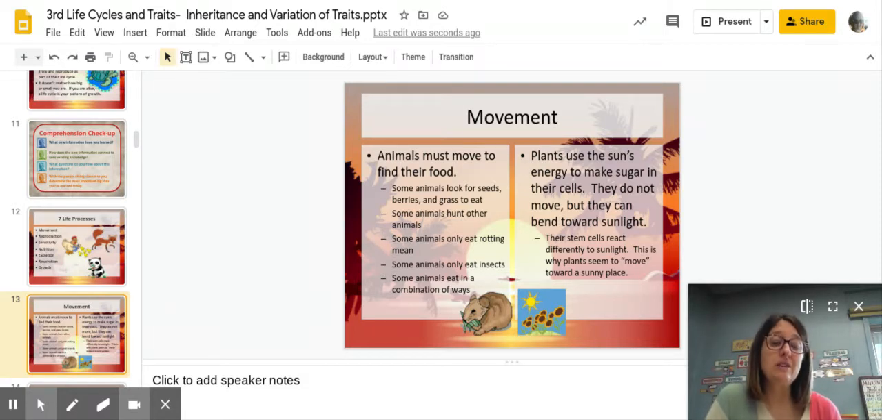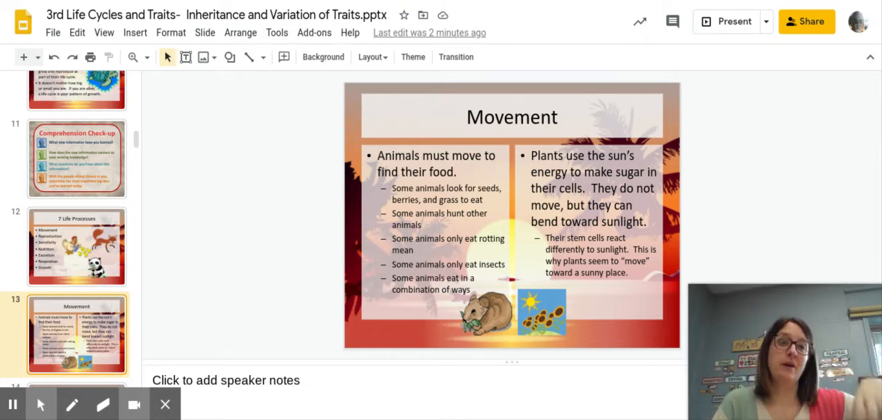Some animals are decomposers, and so they only eat the rotting dead meat. Some animals eat only insects. Some animals eat a combination. On the other hand, plants also move, but they move differently than animals do. They use the sun's energy to make sugar in their cells, so they don't actually pick up their roots and walk somewhere else. But what they do is they bend towards sunlight so they can get the most sun possible. And that's why plants seem to move toward a sunny place.